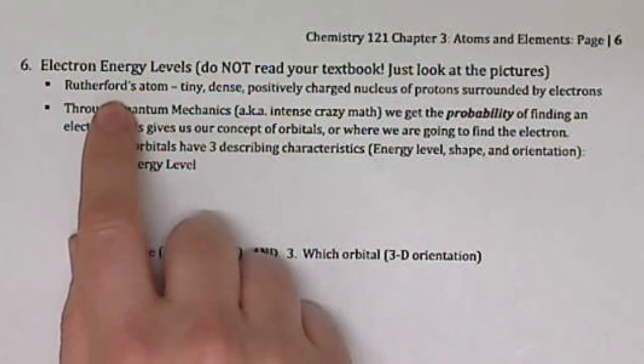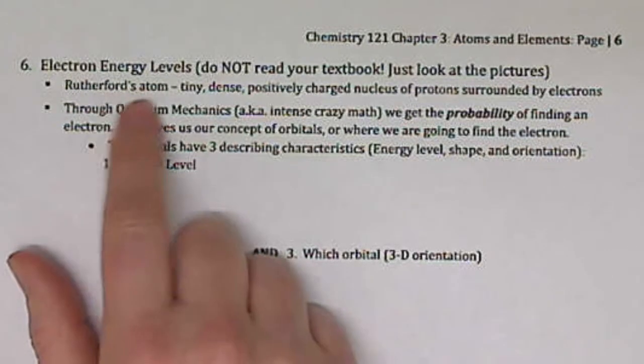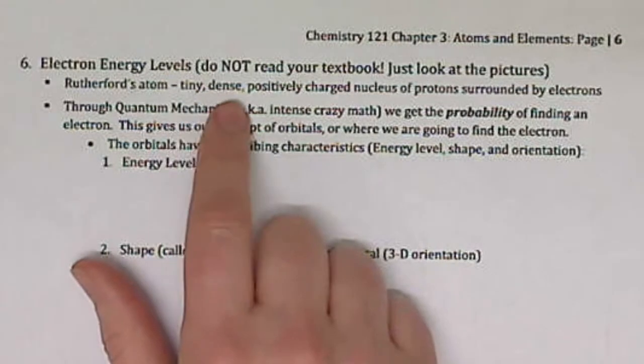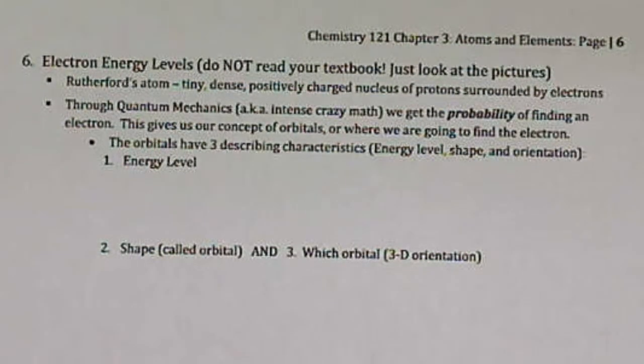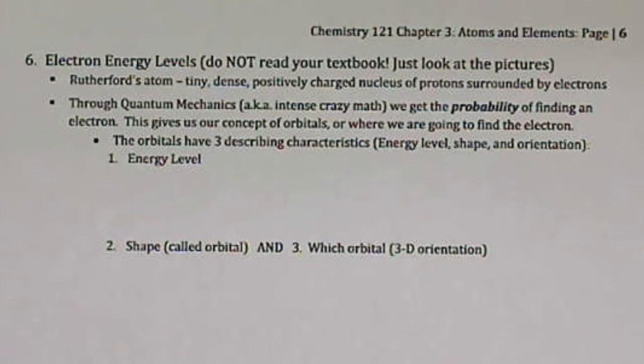Earlier in this chapter we talked about Rutherford's atom. That was one of our history lessons. And his theory on the atom is essentially what we want to keep in mind. So we have our tiny, dense, positively charged nucleus with the protons in there, and then we have our electrons surrounding them. Through quantum mechanics, which is intense, crazy math, definitely math we're not going to discuss in this course, but just know that there is math and concepts to back up what we're talking about.